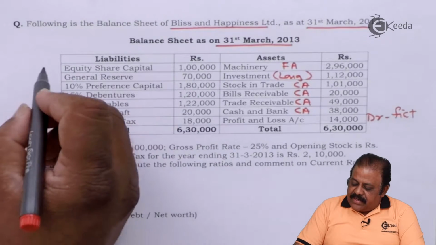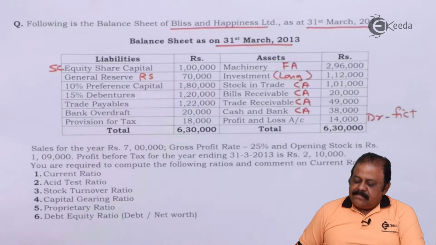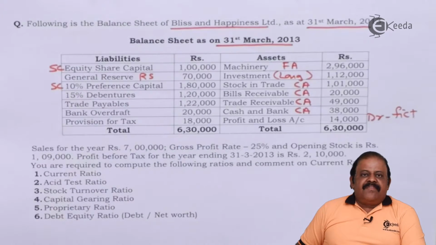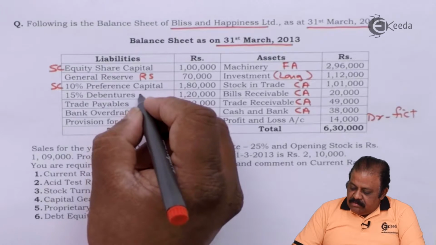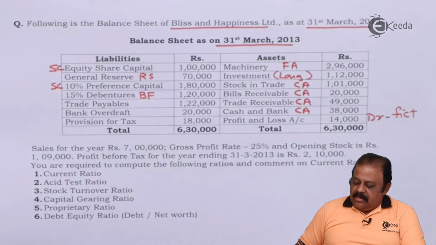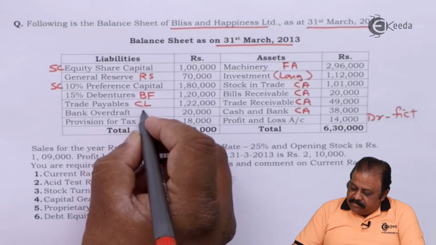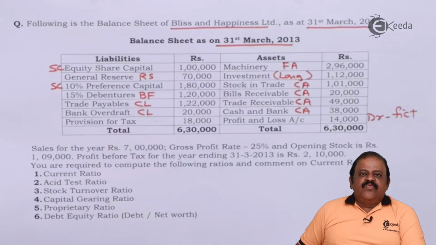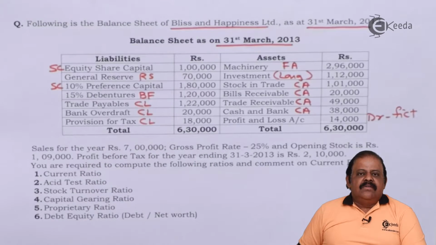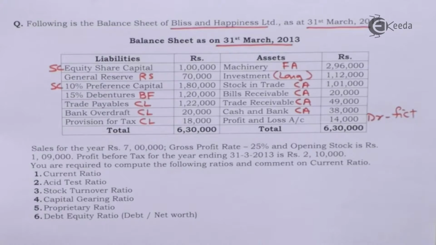Liability side: equity share capital, general reserve, reserves and surplus, 10% preference share capital, 15% debentures, borrowed funds, trade payable, current liability, bank overdraft, current liability, provision for taxation, current liability. So here we got information of assets and liabilities because the balance sheet is given in the question.